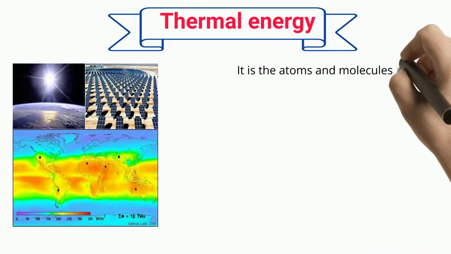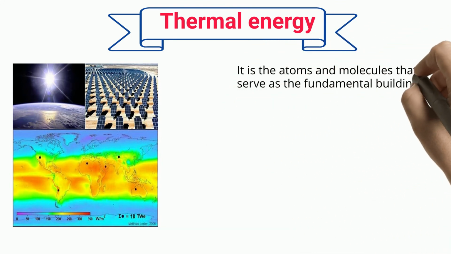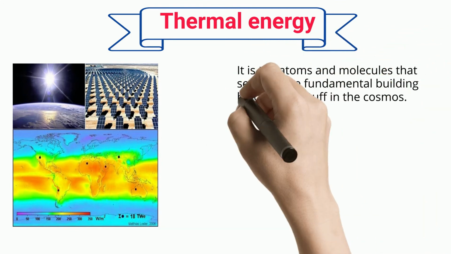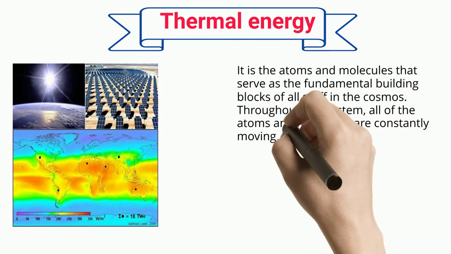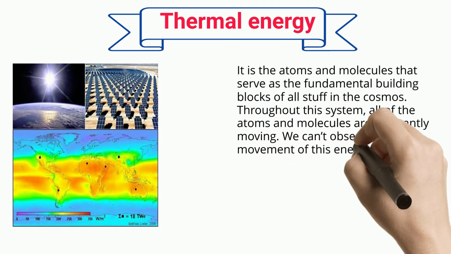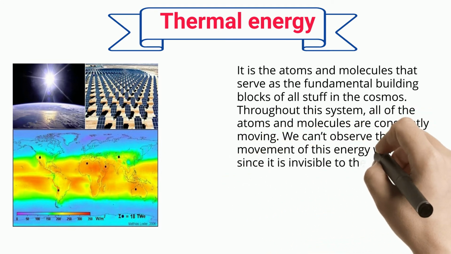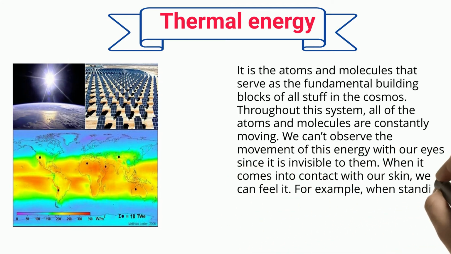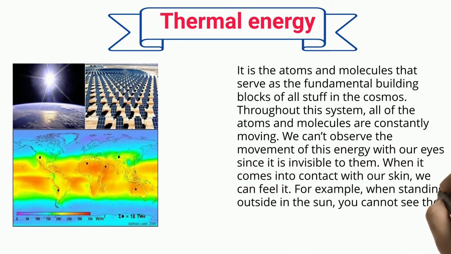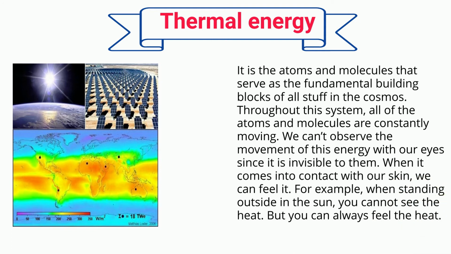It is the atoms and molecules that serve as the fundamental building blocks of all stuff in the cosmos. Throughout this system, all of the atoms and molecules are constantly moving. We cannot observe the movement of this energy with our eyes since it is invisible to them. When it comes into contact with our skin, we can feel it. For example, when standing outside in the sun, you cannot see the heat, but you can always feel the heat.